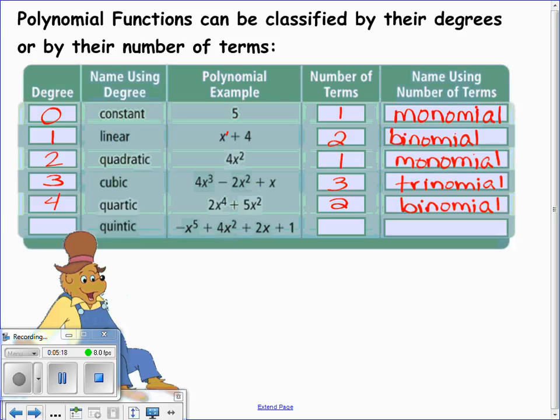And then x to the 5th is a quintic. Quintic, x to the 5th. All right, number of terms in that one? 4. What do you call something with 4 terms? Very nice, Paige. That is a polynomial. They're all called polynomials, but you have monomial, binomial, trinomial, and then there's no more specific name after that.